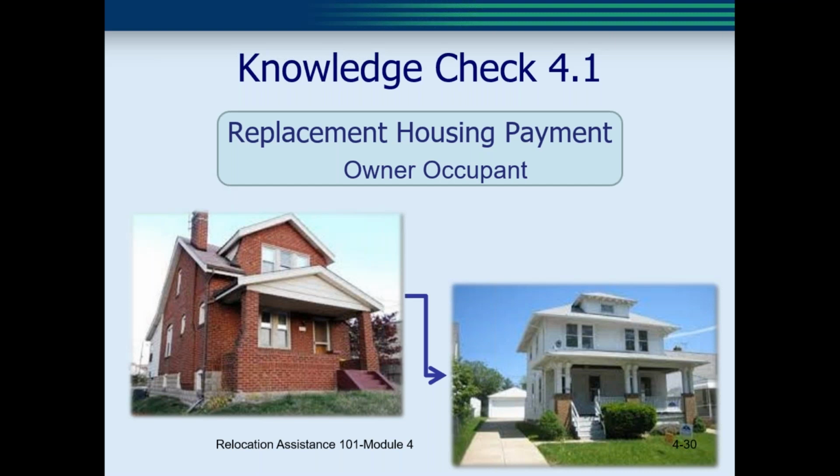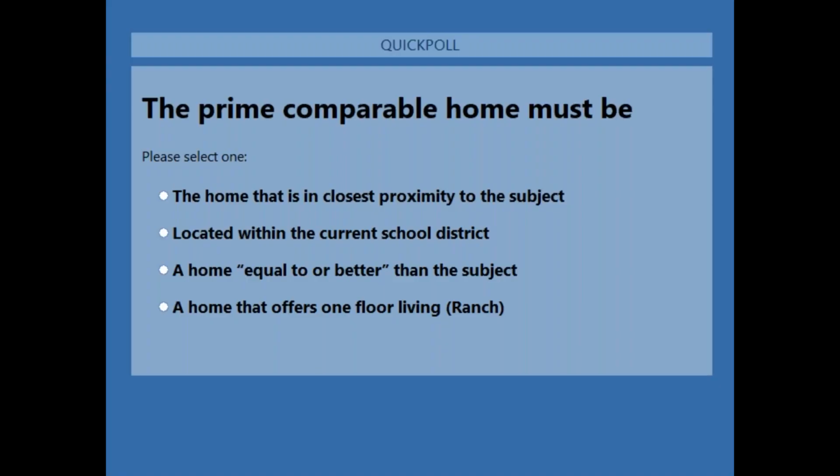Question number 3. The prime comparable home must be A, the home that is in closest proximity to the subject, B, located within the current school district, C, a home equal to or better than the subject, or D, a home that offers one floor living, such as a ranch.